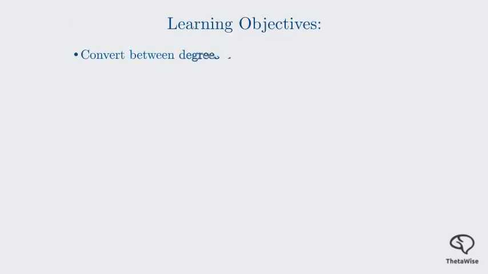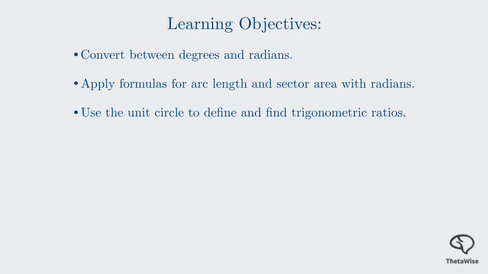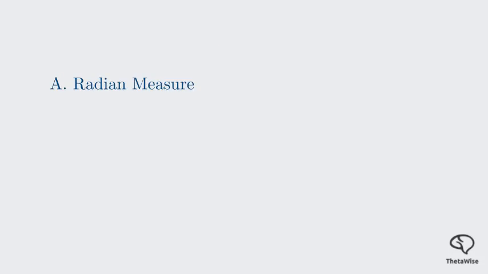By the end of this session, you will be able to convert between degrees and radians, apply the formulas for arc length and sector area, use the unit circle to define and find trigonometric ratios, apply the Pythagorean identity, and connect trigonometric functions to linear algebra by calculating the gradient of a line from its angle with the x-axis. We begin with the first objective: to understand and apply radian measure.